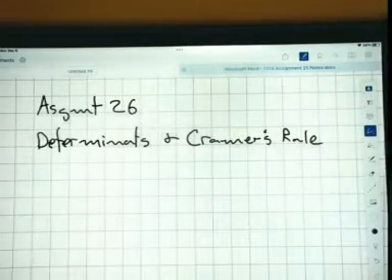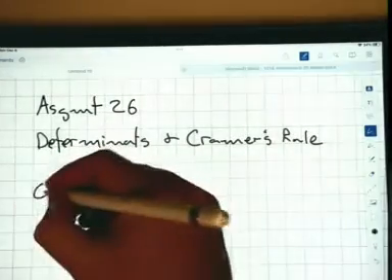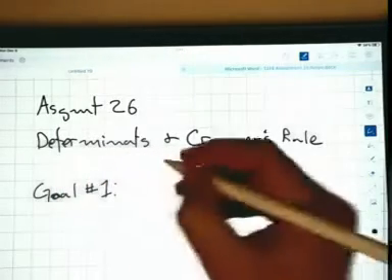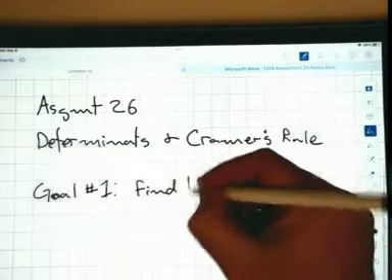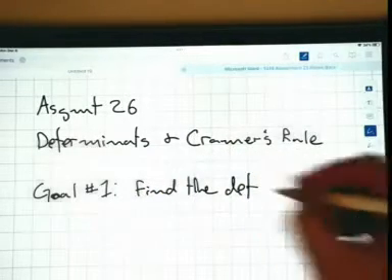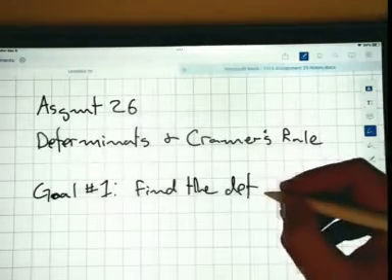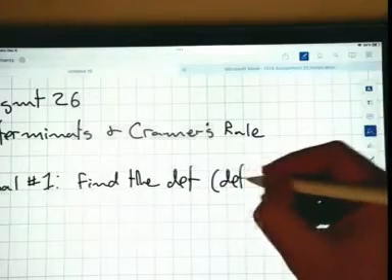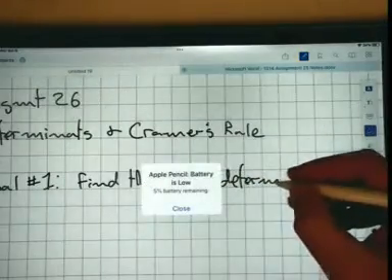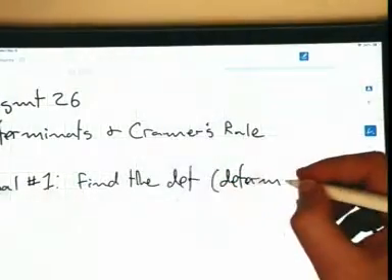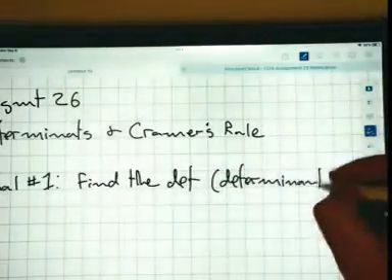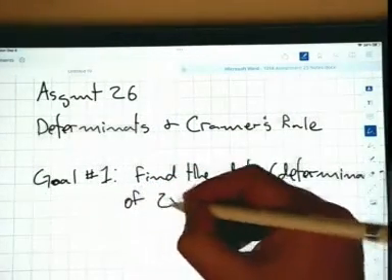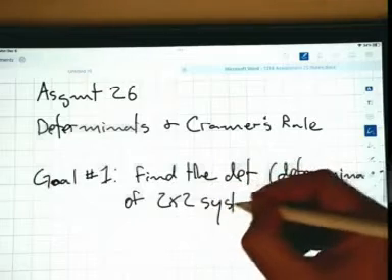All right, so the first thing that we want to do, let's call this goal number one, is to find the determinant. I don't like writing out determinant, so DET is shorthand for determinant, of a 2x2 system.